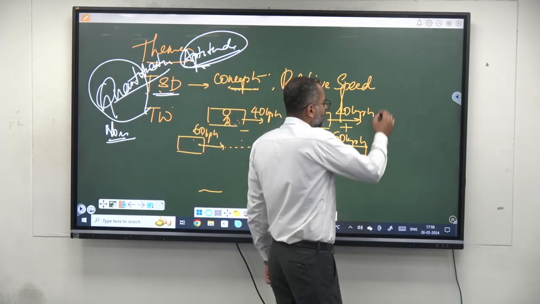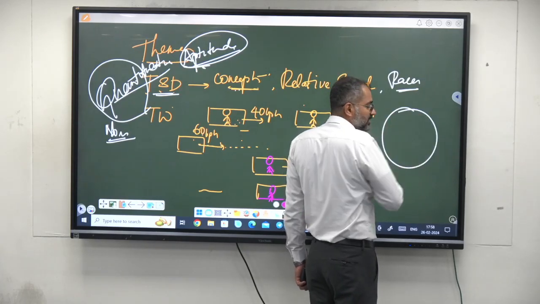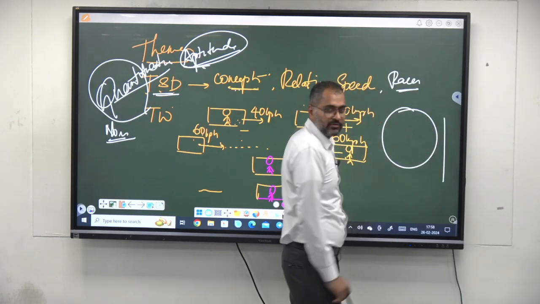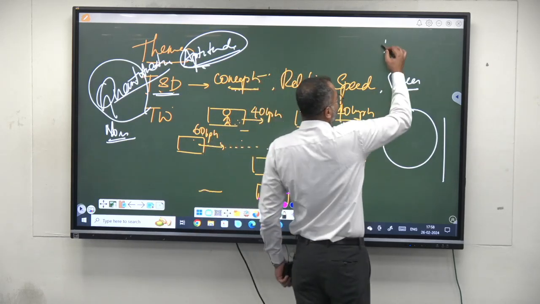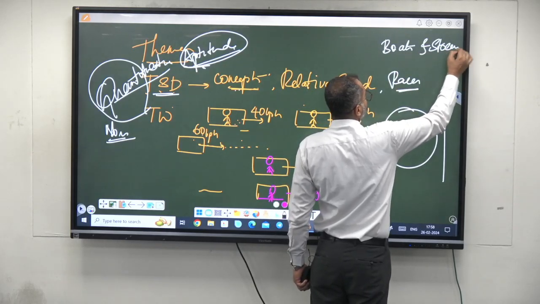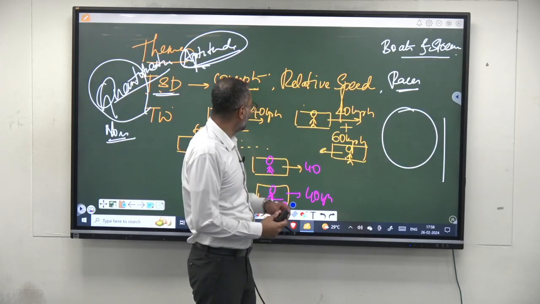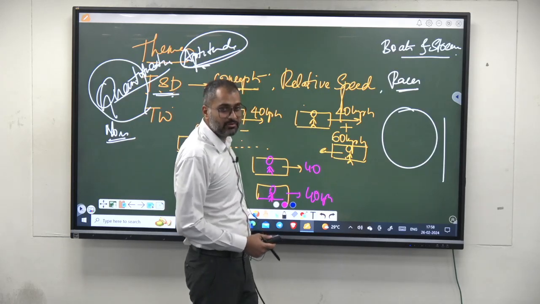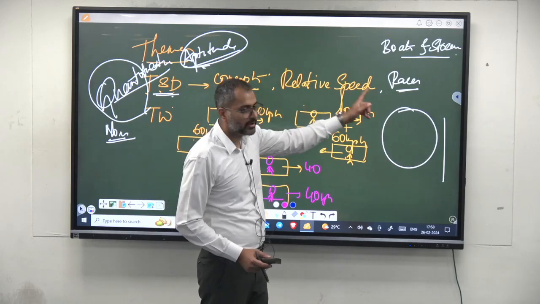And further, we will be doing race-based questions: circular races, linear races, running in a straight line, running in a circle, and we will get boats and streams also. So, these are the topics, but the concept remains the same; the theory behind all this will remain the same, time, speed, distance. It can be asked in a different way.